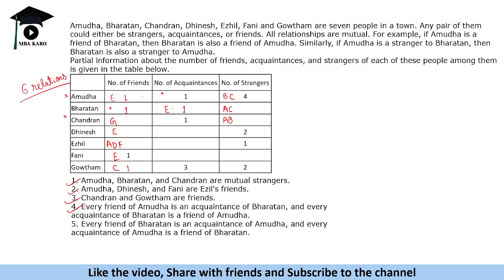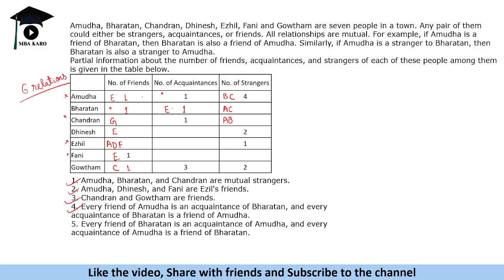Okay, Dinesh can be a friend of Bharatan, we do not know. Azil is not given as a friend of Bharatan. Azil is already an acquaintance of Bharatan, so Azil cannot be a friend. Fani has only one friend who is Azil, so Fani cannot have Bharatan as a friend because one friend is done.